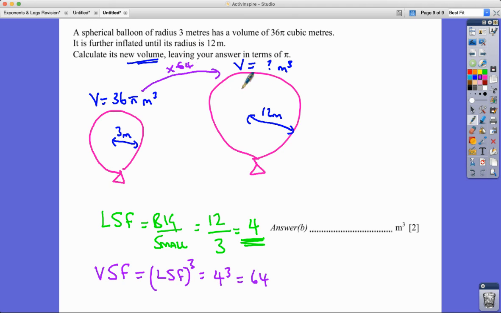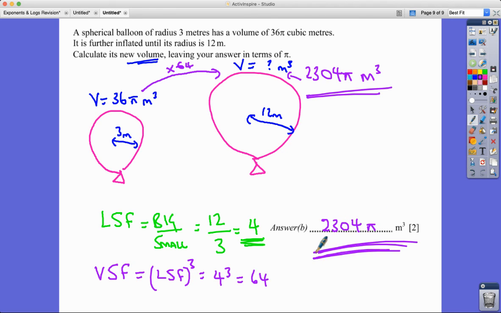Okay, so if I do 36 pi times 64, I am going to get that in terms of pi. I'm going to just do 36 times 64 to see how many pi's it is. 36 times 64 is equal to 2,304. So it's 2,304 pi meters cubed. That's my final answer. Yes, I've left my answer in terms of pi. I was reading the question over again to make sure I've done everything correct. And that's it. So that was my working there.